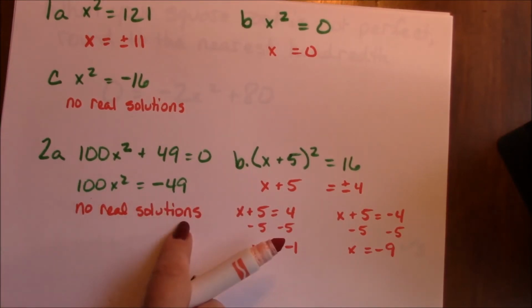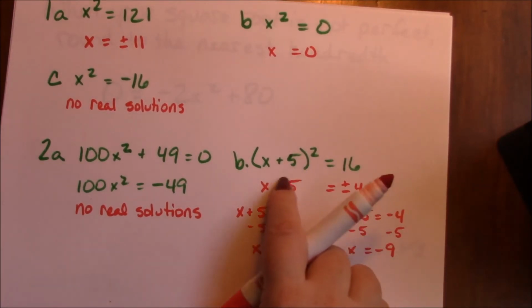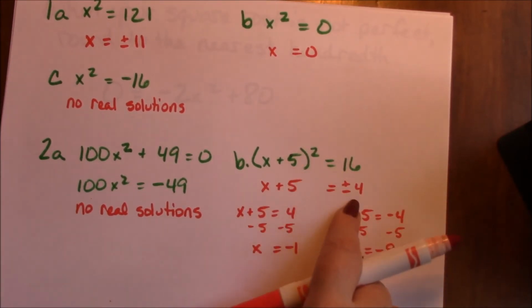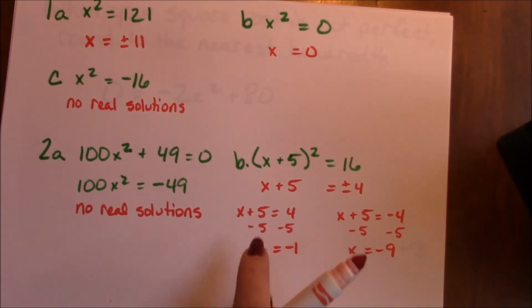We know that we can't actually find the square root of it, so the answer is no real solutions. Here, the square root of this is x plus 5, and the square root of this is plus or minus 4, so we're going to have to solve for both of these. x plus 5 equals 4 and equals negative 4, and we subtract 5 from everything, and we get that x equals negative 1 or negative 9.